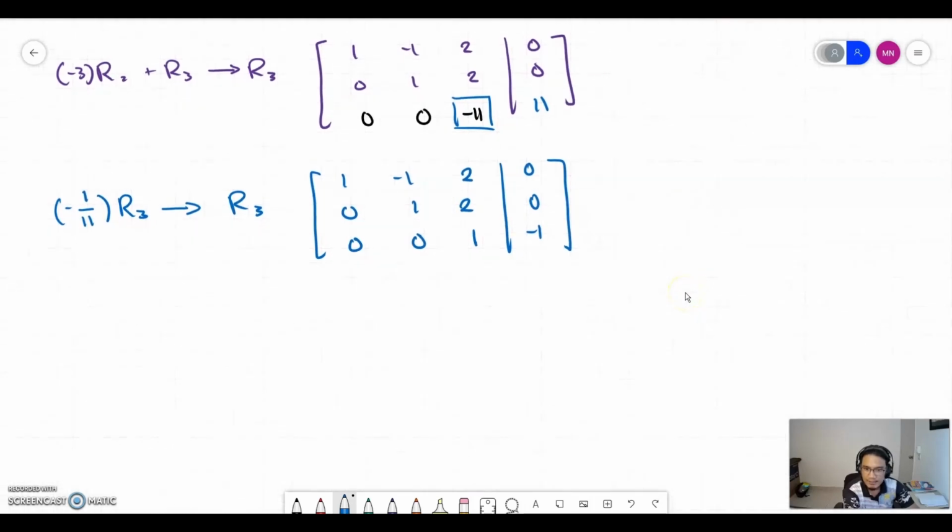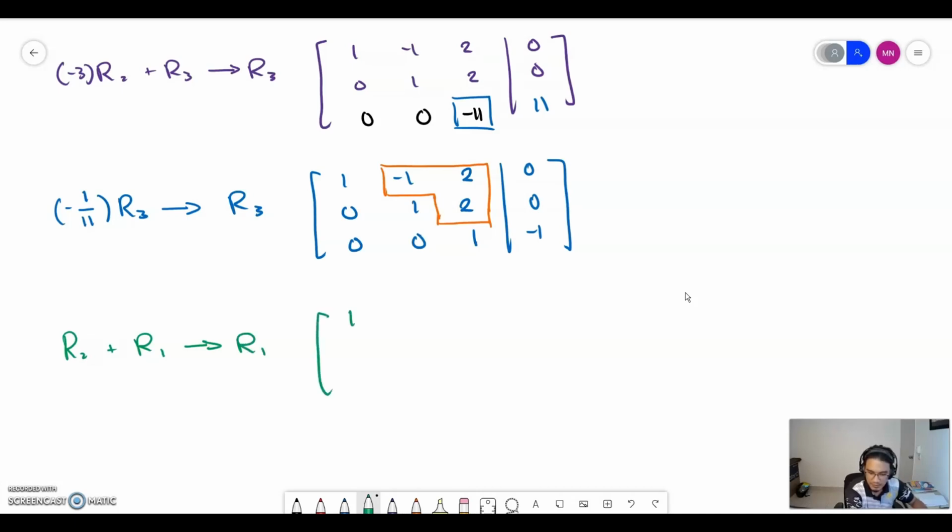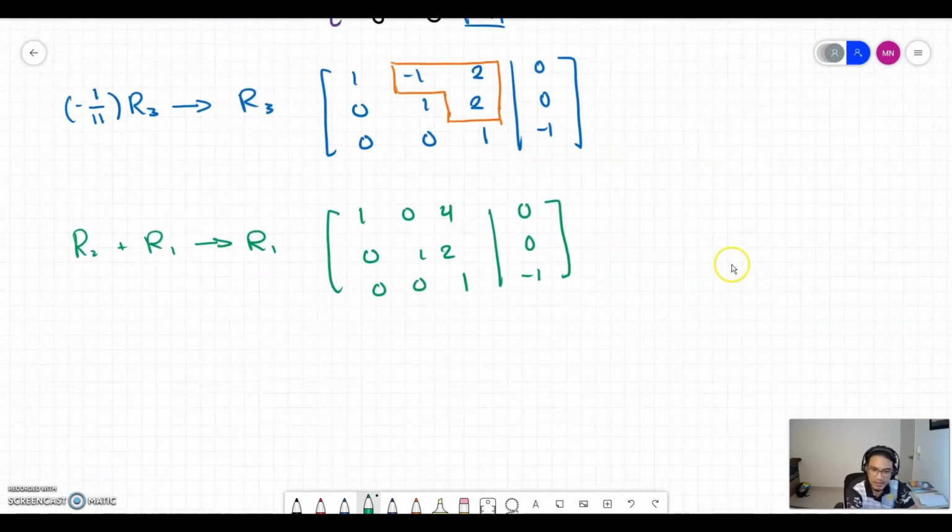So the next step is to remove all of the numbers above the diagonals, which are this -1, 2, and 2. Firstly, we will remove this -1 by taking row number 2 plus row number 1 and it becomes new row number 1. So that will be 1, 0, 4, 0, 1, 2, 0, 0, 1. Now we have 0, 0, -1. So we have removed one of the numbers above the diagonal.